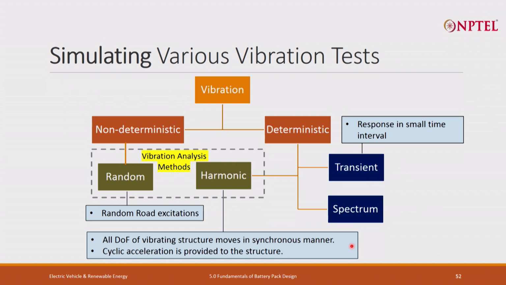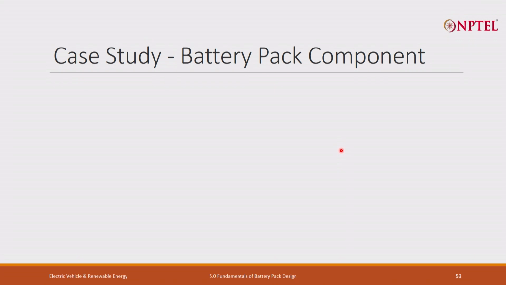So basically random and harmonic vibration are vibration analysis methods, mostly steady state, long duration, and transient analysis is basically a shock analysis method. You can do it for impulsive force, crash. That type of analysis is done with transient and spectrum. The responses are in a very small time interval. Here it is steady state. Now I'll show you what things we have done in our lab.